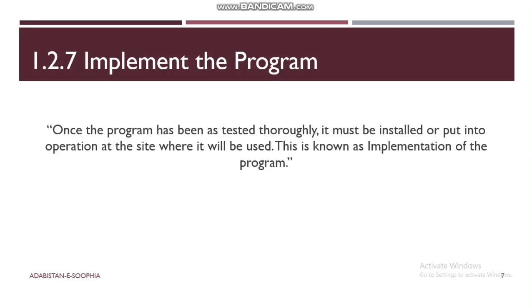After that, there was the topic of implement the program. Once the program has been tested thoroughly, it means that you had written the algorithm, you had drawn the flowchart. After that, you had written the program and you have tested the program as well, right? After testing the program, you are going to implement that program on the site. We took an example of the WhatsApp application, right? For the same example, you are implementing the program in the mobile phone of the user. That is implement the program.